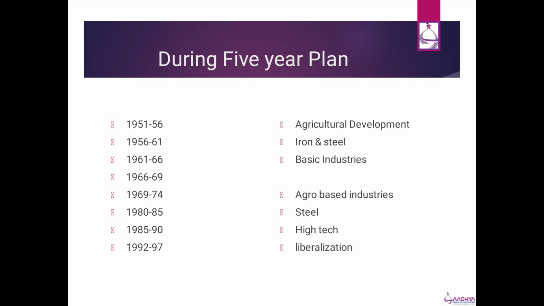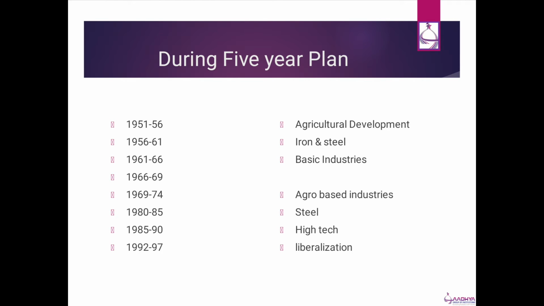Next is 1980 to 85, where they focused on the steel industry, and this is the year when the Steel Authority of India Limited (SAIL) was established in India. Then in 1985 to 90, more focus was given to high-tech industry; the IT industry and the software industry got a boom in this 5-year plan.